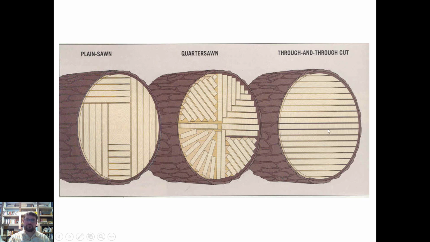And then the through and through cut. The through and through cut by far is the easiest cutting method. The through and through cut is often done by what I don't want to call them do-it-yourselfers. This is the old method. This is the method that you would do with a handsaw.